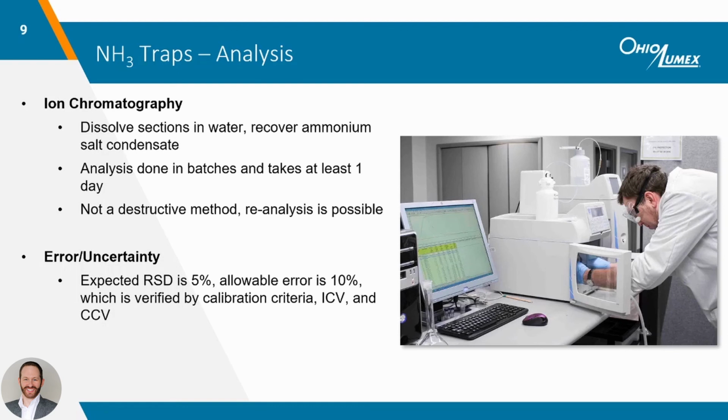Sorbent traps are analyzed in large batches, and since the method is not destructive, it is possible to reanalyze sample solutions if necessary. The analytical method uncertainty has been measured to be approximately 5%, and all method performance criteria draw direct parallels with Method 30B. To expand on that a bit further, that means all calibrations and calibration verifications must meet specified performance criteria within 10% for the results to be reported as valid.